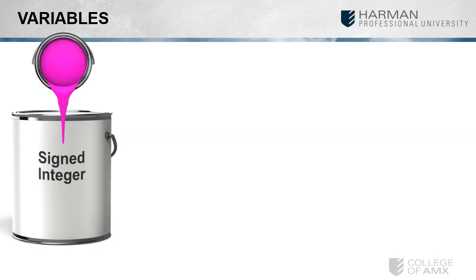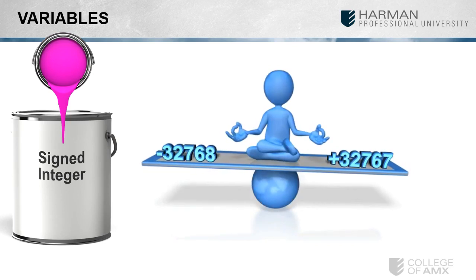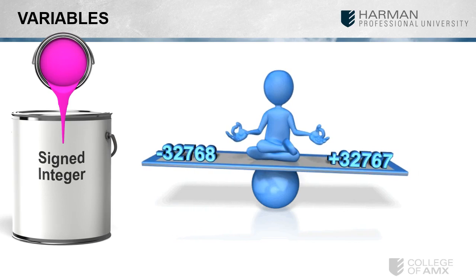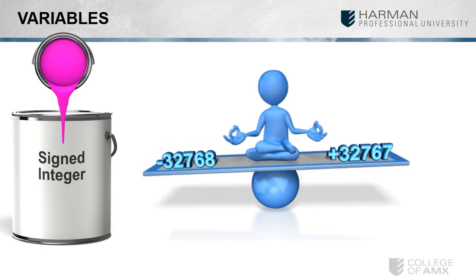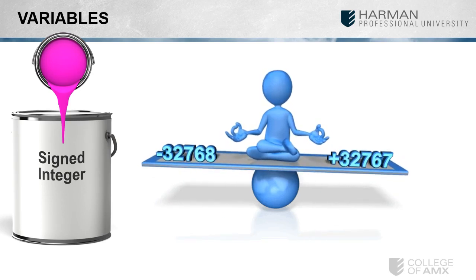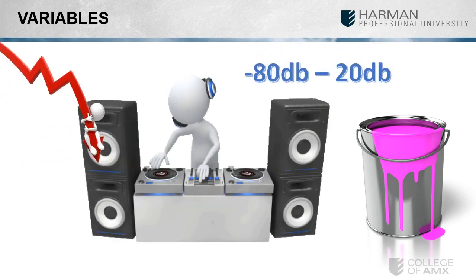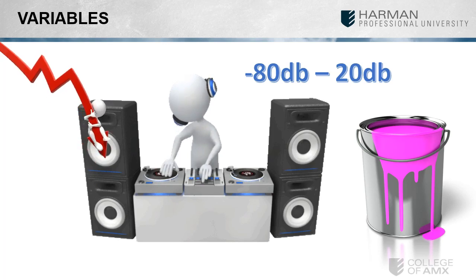The S integer data type is used to store signed 16-bit integer values in the range of negative 32,768 to positive 32,767. The S integer type is used when the value may be negative. For example, some audio equipment uses negative 80 dB to positive 20 dB for volume levels.